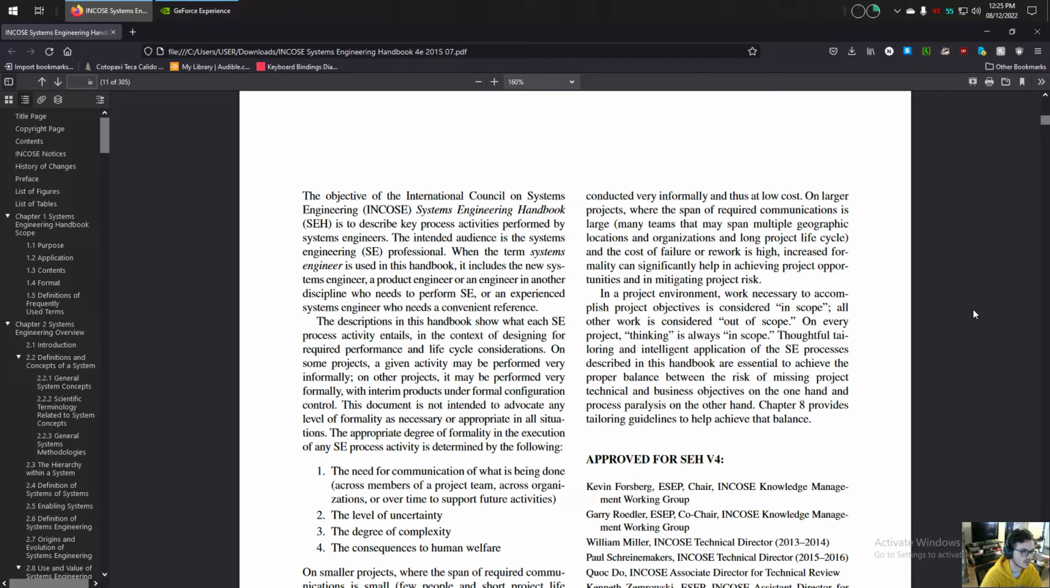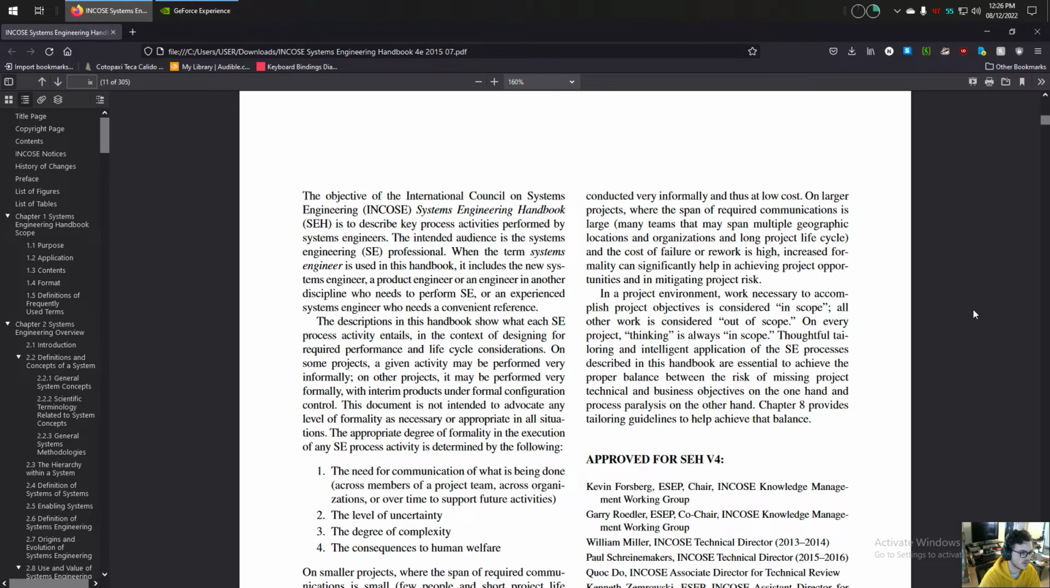The descriptions in this handbook show what each SE process activity entails in the context of designing for required performance and lifecycle considerations. On some projects, a given activity may be performed very informally. On other projects, it may be performed very formally, with interim products under formal configuration control. This document is not intended to advocate for any level of formality as necessary or appropriate in all situations. The appropriate degree of formality in the execution of any SE process activity is determined by the following. 1. The need for communication of what is being done across members of a project team, across organizations, or over time to support future activities.